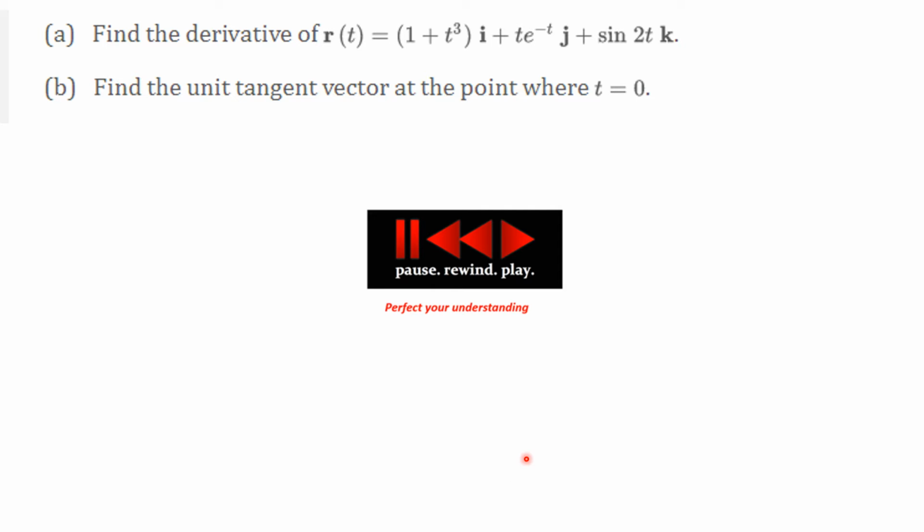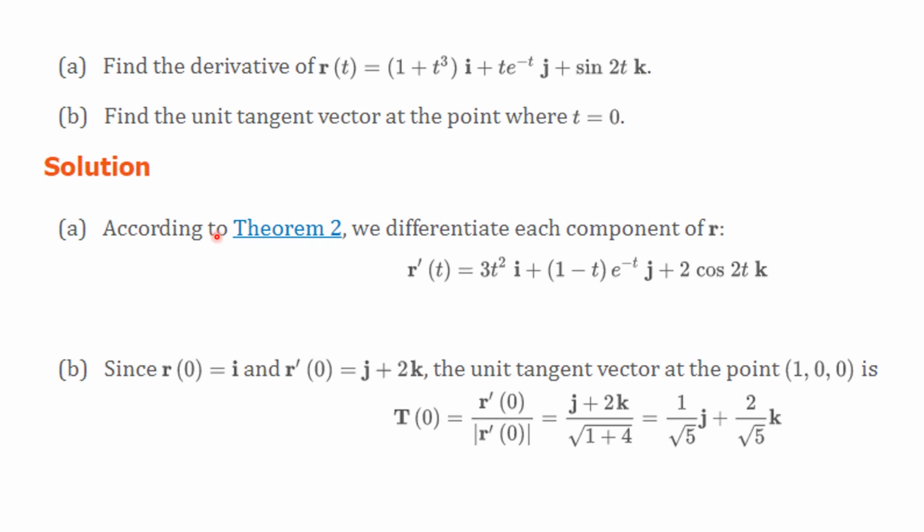Let's see how you did. So when you take the derivative, this is going to be 3t squared. This you have to use the product rule and simplify, but when you do that, you should get something equivalent to 1 minus t times e to the minus t. And when you take the derivative of the sine, you use the chain rule, and you get 2 cosine 2t. So that is the derivative, and make sure you understand how to get this.